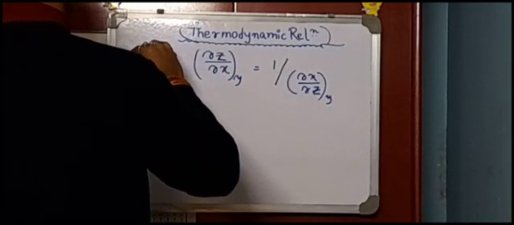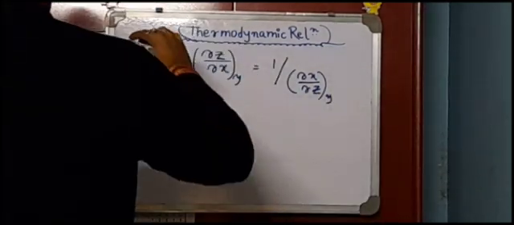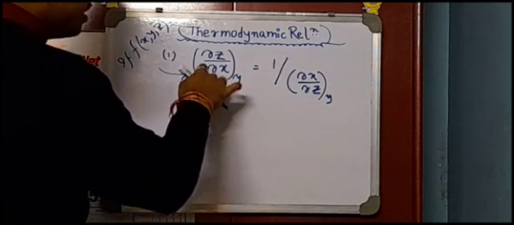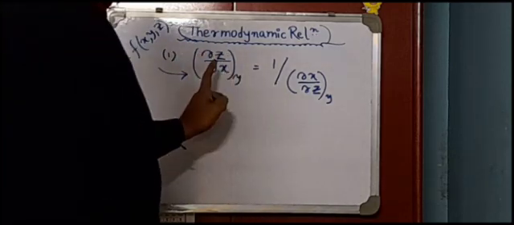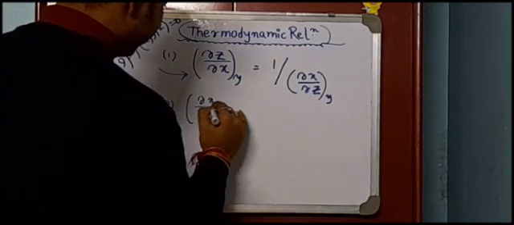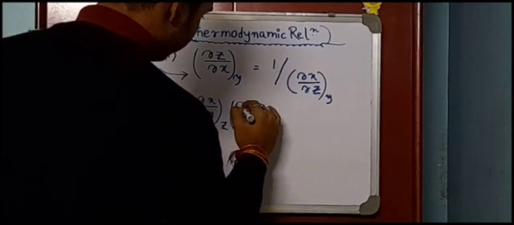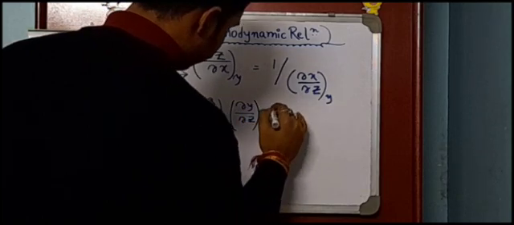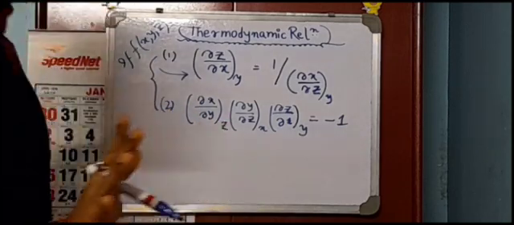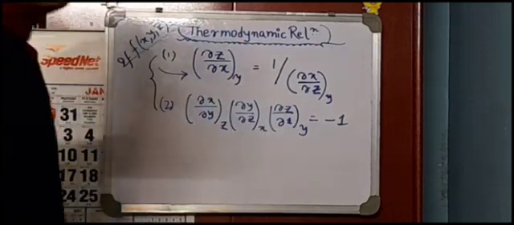If we consider x, y, z, 3 variables connected by the equation f of x, y, z equal to 0, then the partial differentiation of z with respect to x at constant y is equal to 1 by the partial differentiation of x with respect to z at constant y. And the second: del x del y at constant z into del y del z at constant x into del z del x at constant y is equal to minus 1. These are the two important properties of partial differentiation which hold for f of x, y, z equal to 0. Now we will prove this.